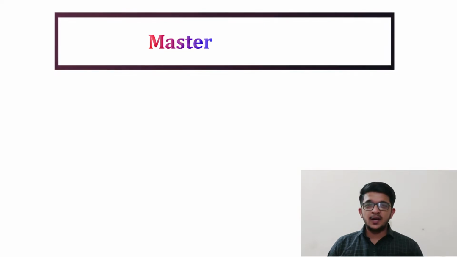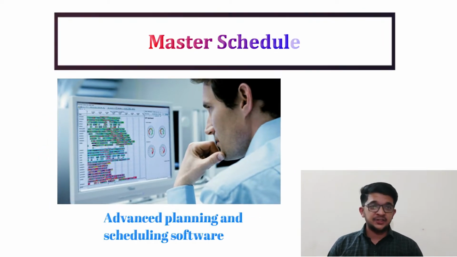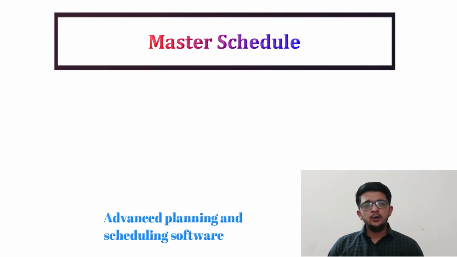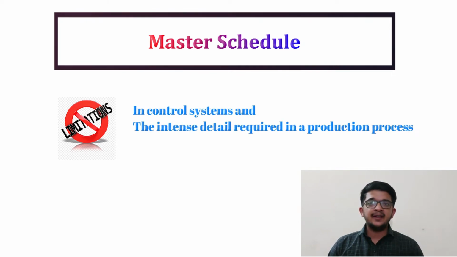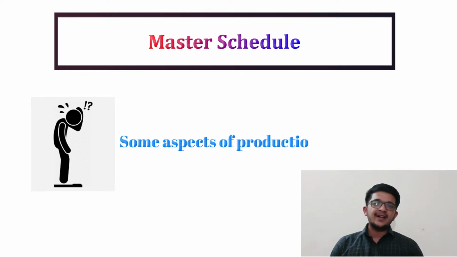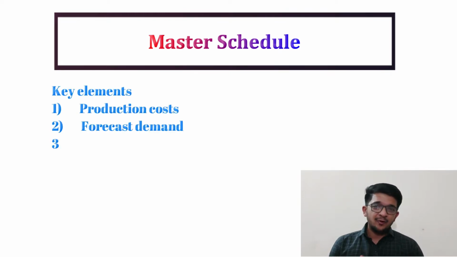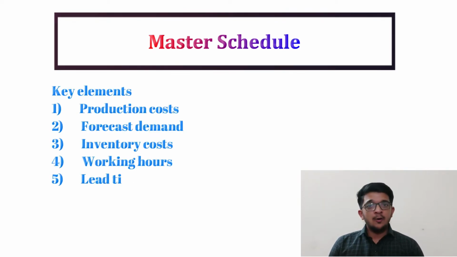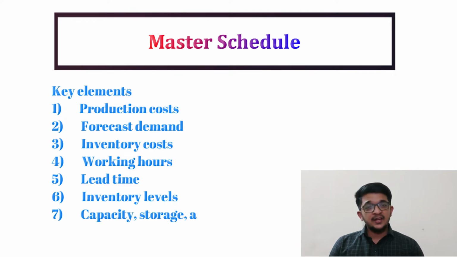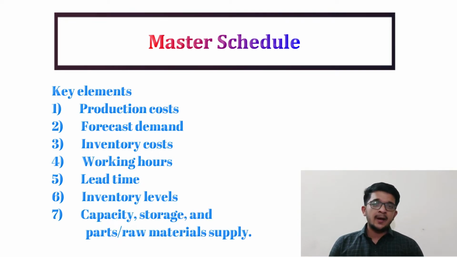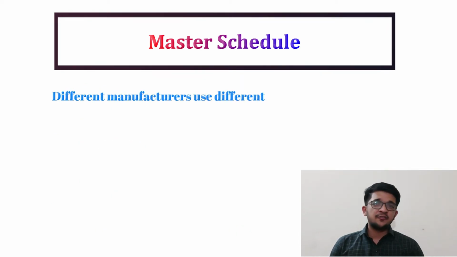Typical master schedules are made using advanced planning and scheduling software. However, due to limitations in control systems and the intense detail required in a production process, schedules may lack some aspects of production. In most cases, they include key elements only, such as production cost, forecast demand, inventory cost, working hours, lead time, inventory levels, capacity storage and parts and raw material supply. Different manufacturers use different models.